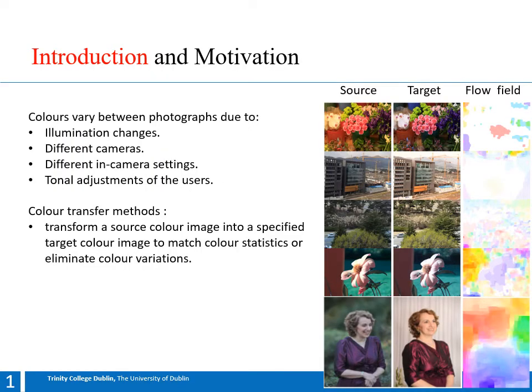Color variation between photographs often happens due to illumination changes, or using different cameras, or different in-camera settings, or due to tonal adjustment by the users. Color transfer methods have been developed to transform a source color image into specific target color palettes, to match color statistics and eliminate this variation between different photographs. There are many applications in image processing, ranging from generating color consistent image stitching to color enhancement and style manipulation for artistic design.